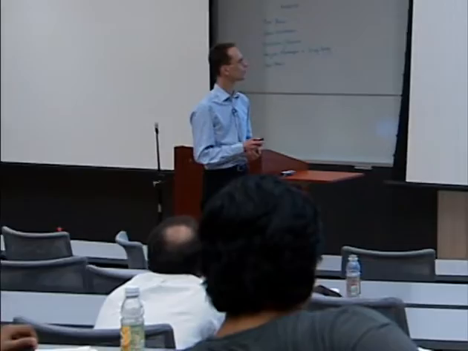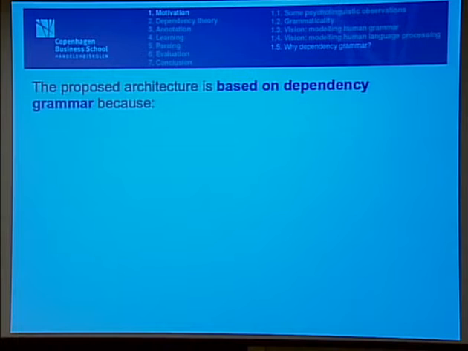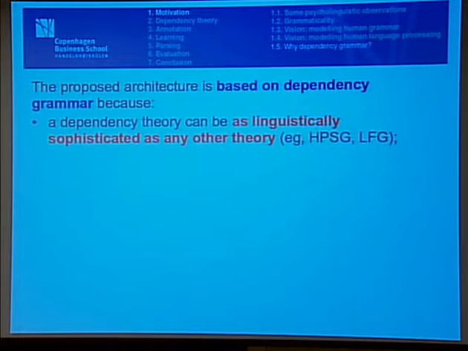So the final question I would like to answer in this motivation of my approach is, why dependency grammar? Why not use some other kind of framework like government and binding theory, HPSG, LFG, tree adjoining grammar, whatever? I think, first of all, I'd like to say that a dependency theory can be as linguistically sophisticated as any other theory like HPSG and LFG. If you design your dependency models right, you can capture the same intuitions within a dependency framework that you can capture within these sophisticated linguistic formalisms.